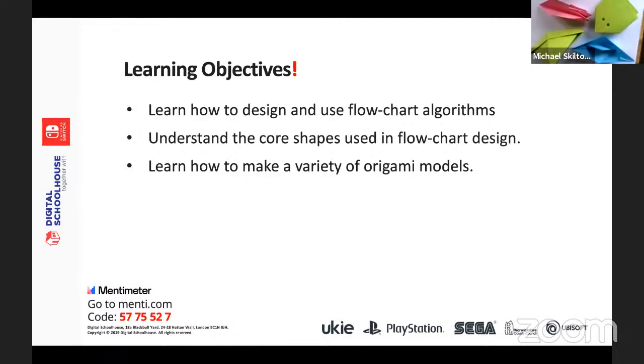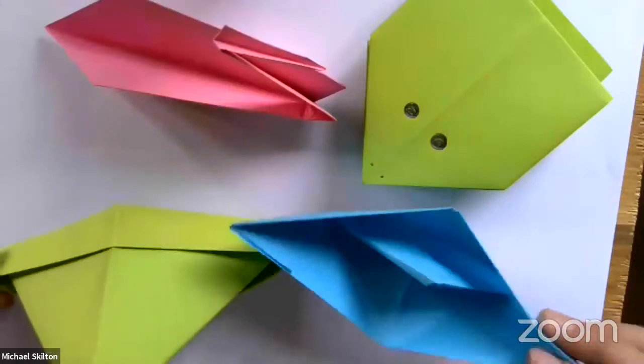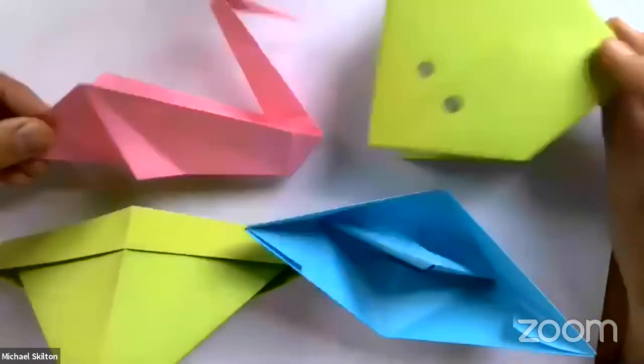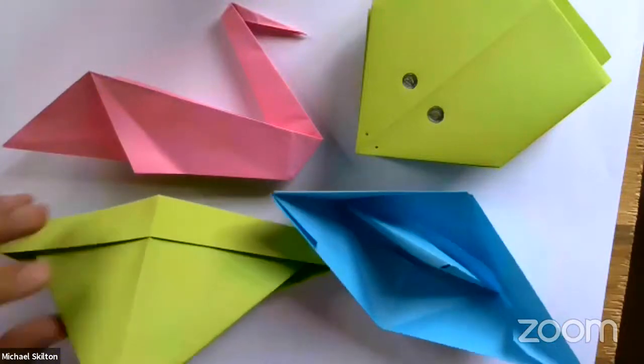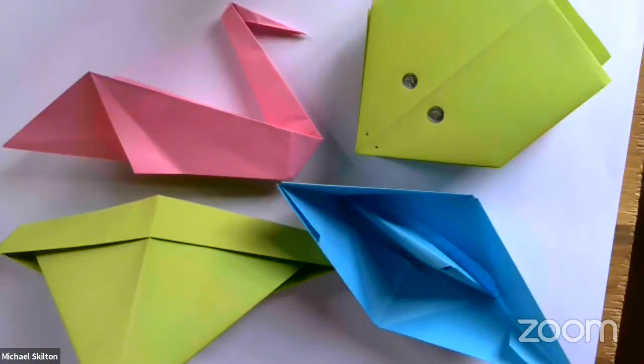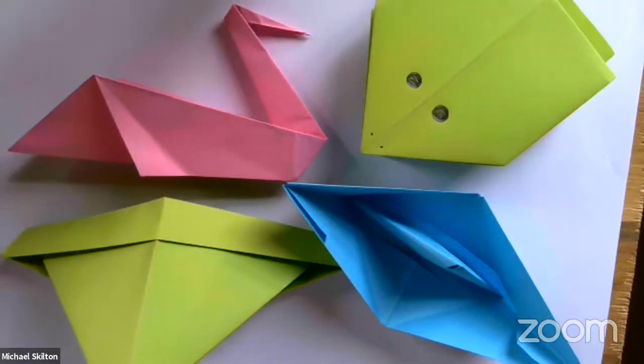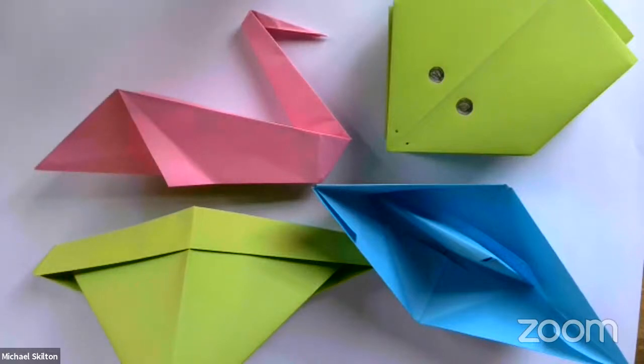I'd like you to have understood the core shapes used in flowchart design, okay? The fact that we've got terminators for starts and ends, we've got processes as normal rectangle boxes for doing things, and we've got rhombuses as decision boxes for making decisions. And I hope that you guys at least have been able to take away from today how to make a variety of different origami models that you guys can then practice and refine and play with more in your spare time. Really, really fantastic hobby, origami, and you can get as complex as you want. There's some fantastic things that people make using origami practices. So give it a go.